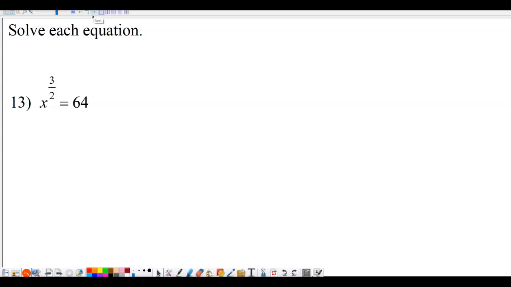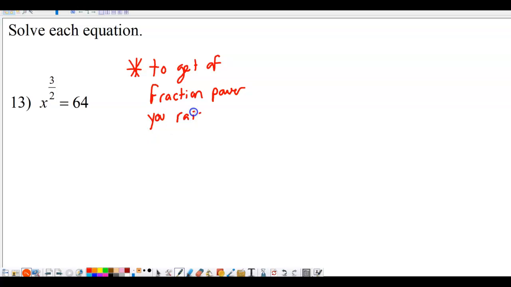So now we're moving into our last set for the day, which is solving equations that have fraction powers. Okay, so the main thing I want you guys to know about these types of problems is how to get rid of the fraction power. To get rid of the fraction power, you raise both sides to the reciprocal power.